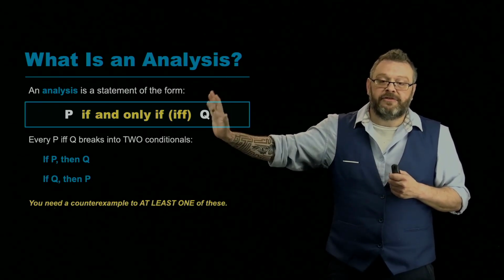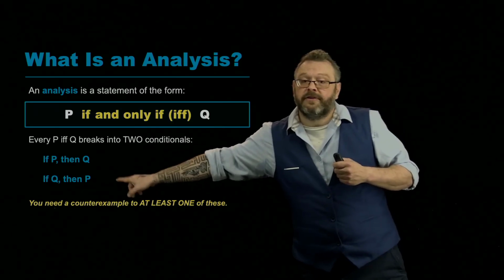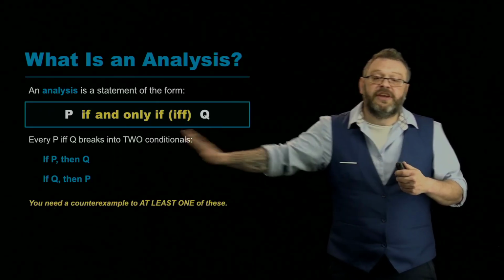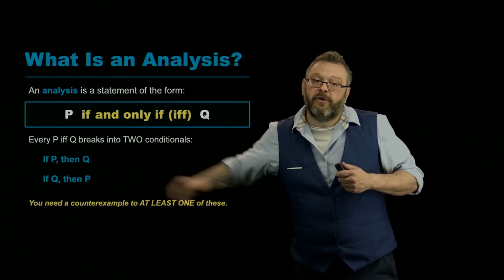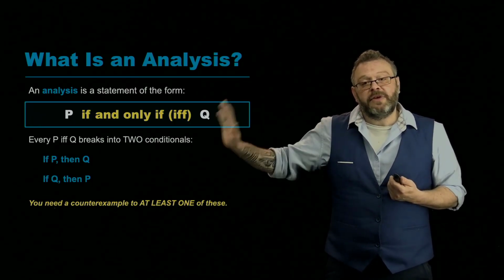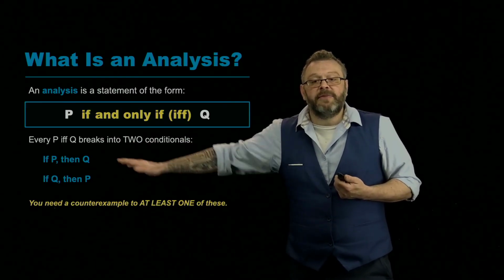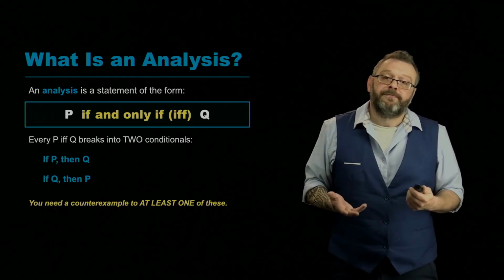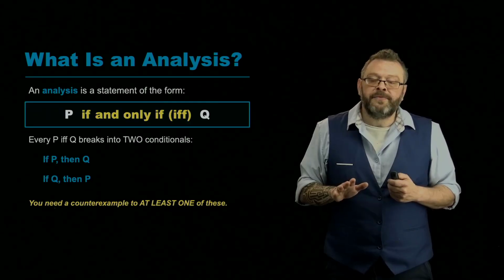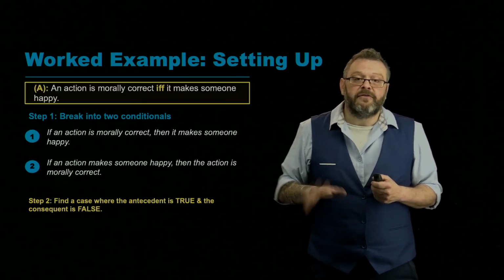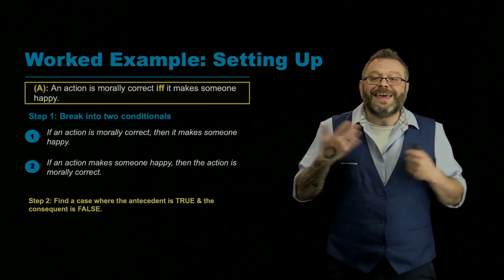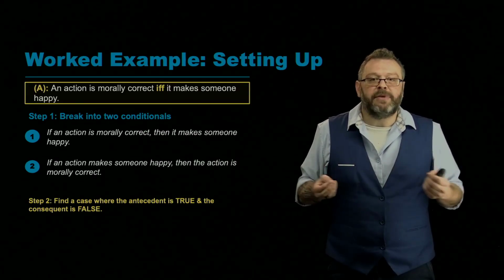Now, if this analysis here is true, then both of these would need to be true. So one of the questions again might be, hey, just give me the two conditionals that follow from this analysis. Or in a more advanced question, I might ask you, give me the two conditionals and give me a counterexample to each one of them. That would be a high level kind of question that you can expect to see on the module test. So let's get some practice with this and let's work one together here. I've got an analysis here: an action is morally correct if and only if it makes someone happy.